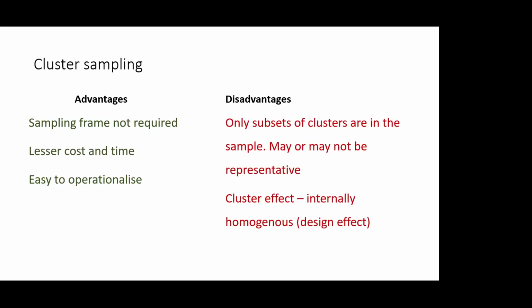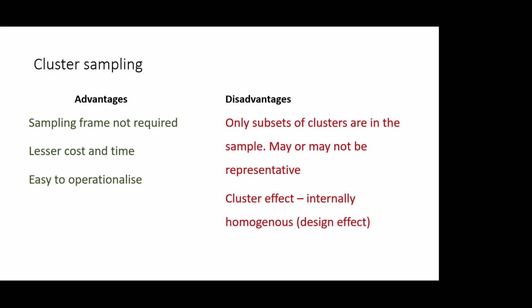Okay. The advantages are that a sampling frame is not required. Usually when you do cluster sampling and you want to select everybody, then a sampling frame is not required. But when choosing a cluster and you want to select a few people from that cluster, maybe we would require a sampling frame. It has lesser cost and time, and is easy to operationalize. The disadvantage is that only a subset of clusters are there in the sample, and they may not be representative. Some clusters may be unique and they may not be selected for the study purpose.